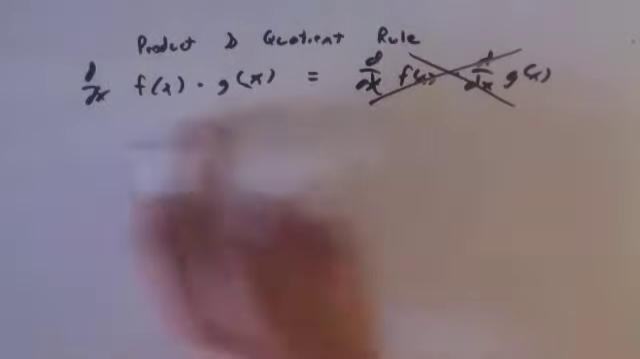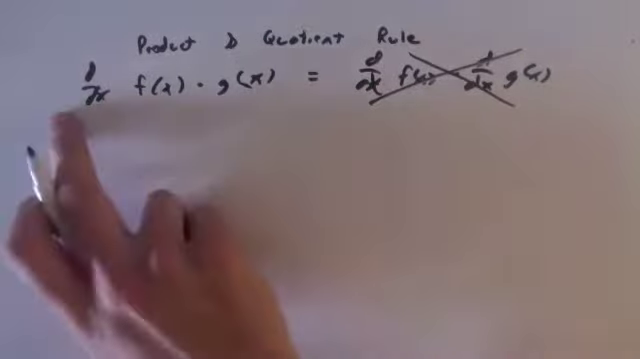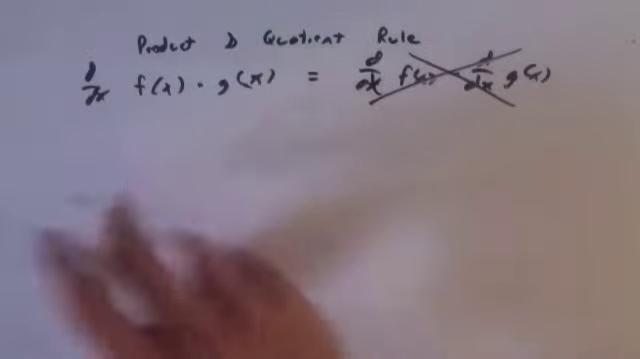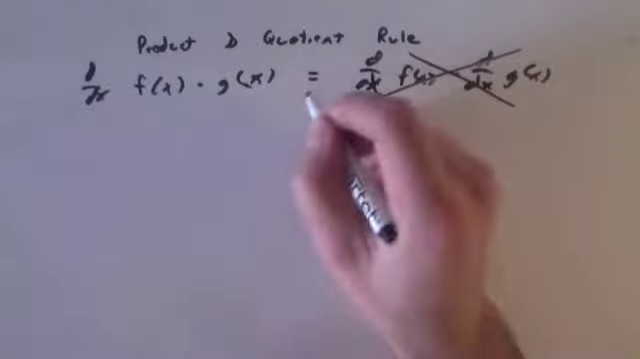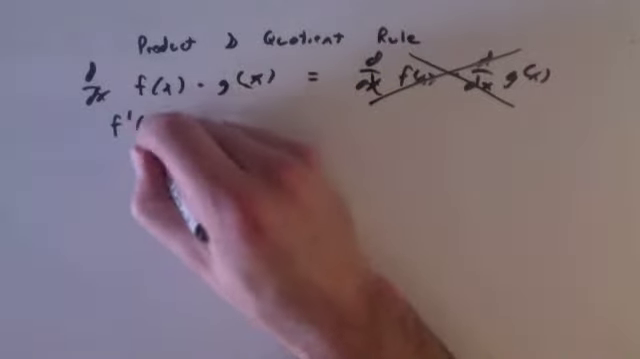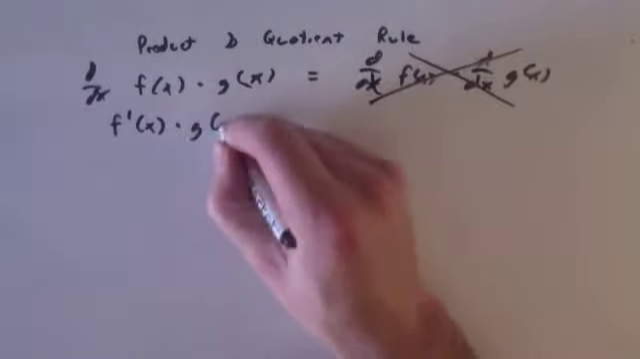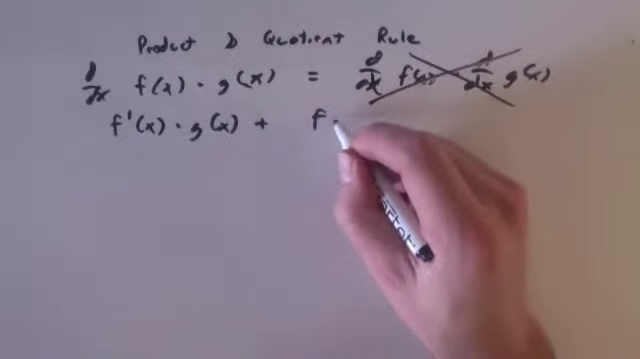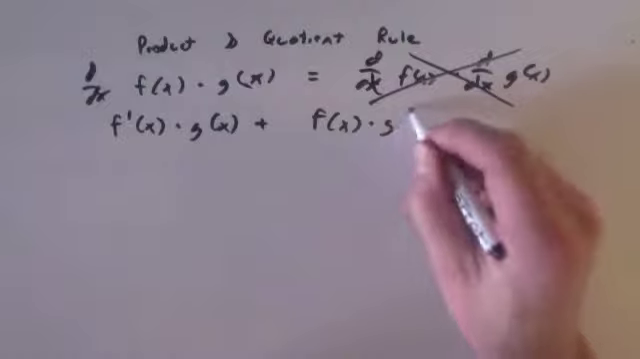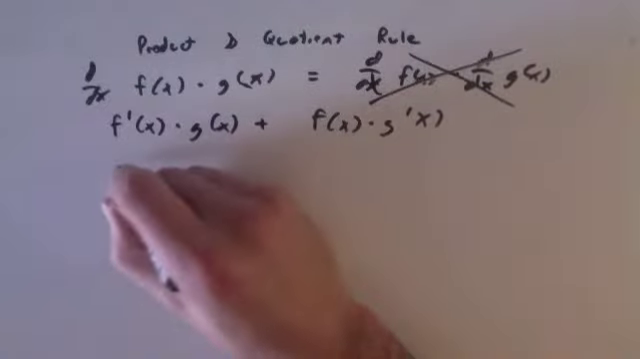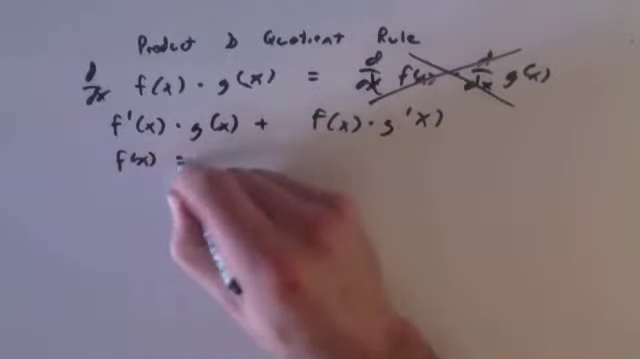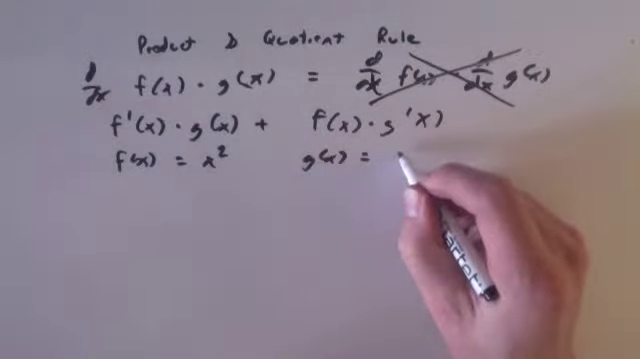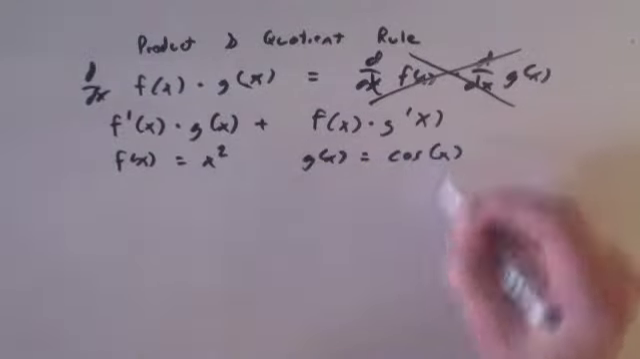So the formula for this is, I have the derivative of f of x times g of x. What this actually equals is the derivative of the first times the second, plus the first times the derivative of the second, right? So let's do a quick example. Let's say f of x is x squared and g of x is cosine x.